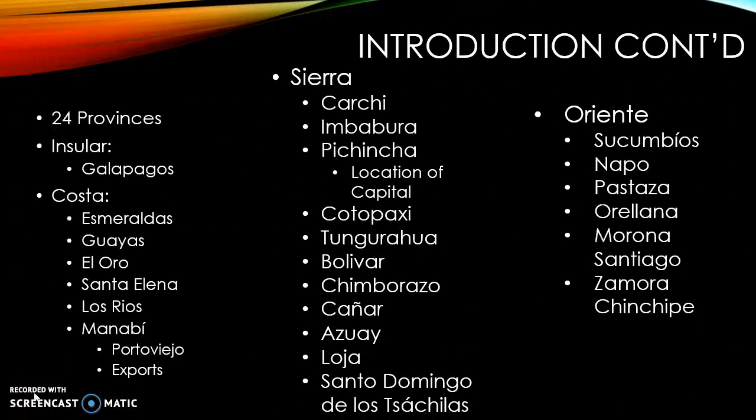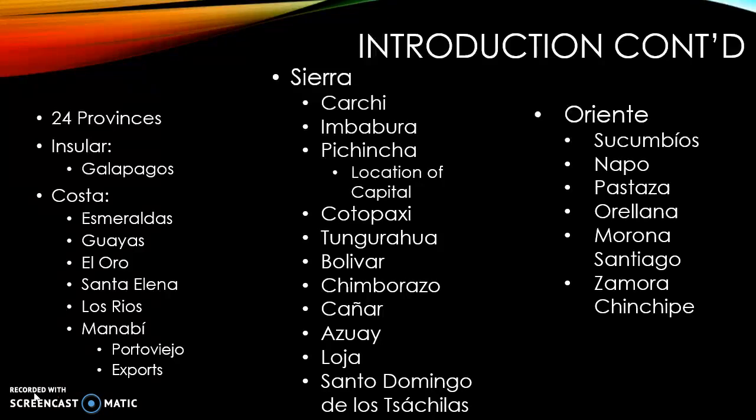Here you can see the 24 provinces that are in Ecuador, and they're separated according to region. In the Insular region, you have the Galapagos. In the Costa region, you have Esmeraldas, Guayas, El Oro, Santa Elena, Los Rios, and Manabí. The capital of Manabí is Puerto Viejo and is responsible for most exports regarding seafood to the U.S.